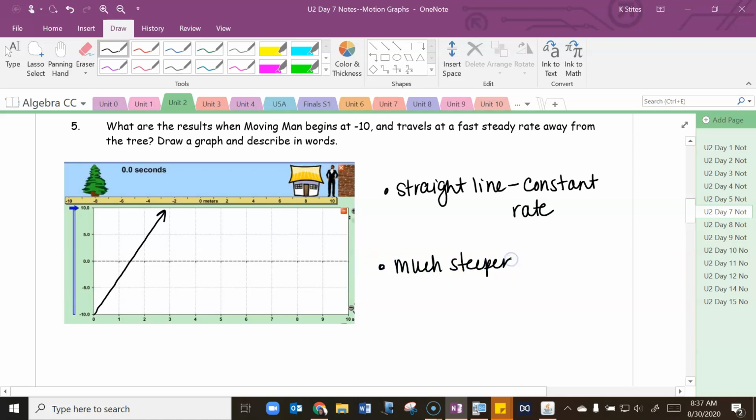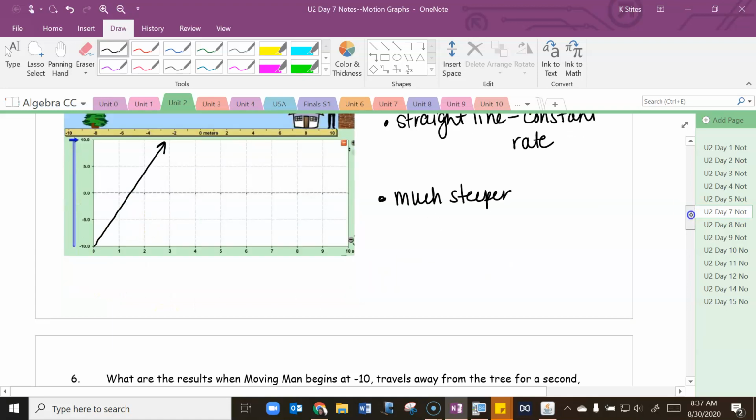And the reason that's the case is because he's covering more distance over less time. All right, time is down here at the bottom, and you can see his distance is up on the y-axis here. So he's traveling further in a shorter amount of time, which is why that line is steeper.